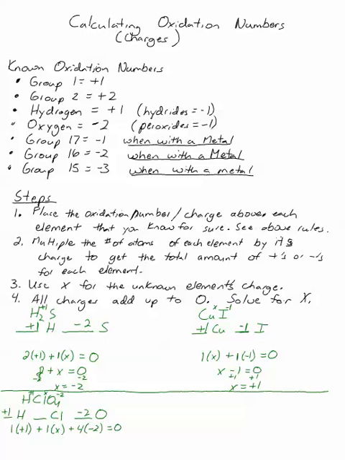Now, if I can simplify that right down here, that gives us 1 plus X minus 8 is equal to 0. So, if we do that, that means that X is a +7. So in this case, chlorine has a +7 charge. A little more difficult there, isn't it? Let's try one last one, and I'll send you off with a doozy, and we'll call it good.